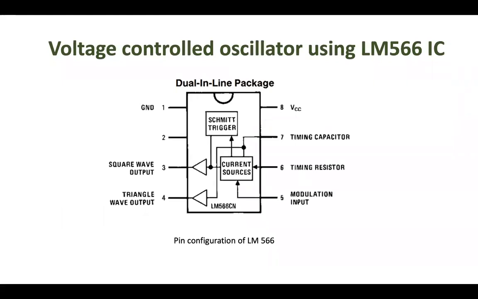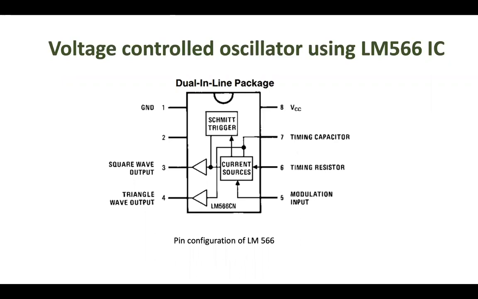So this was the configuration that I was talking to you about, the pin configuration. It has a dual inline package, right? So first is ground, and then 1, 2, then 3 is your square wave output. You have two comparators here, Schmitt trigger, then you have current sources. Modulation input is given here, the timing resistor and timing capacitor, that is R and C, and then VCC. So this is going to be your complete LM566 IC.